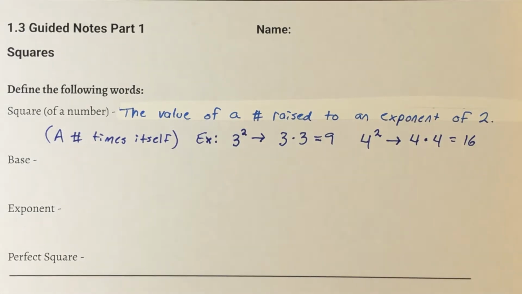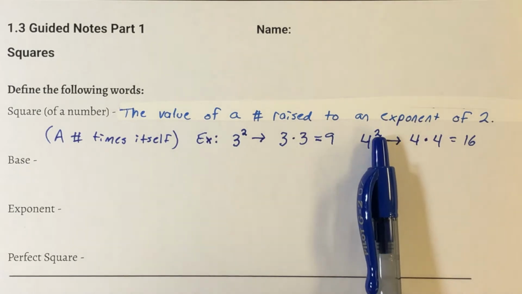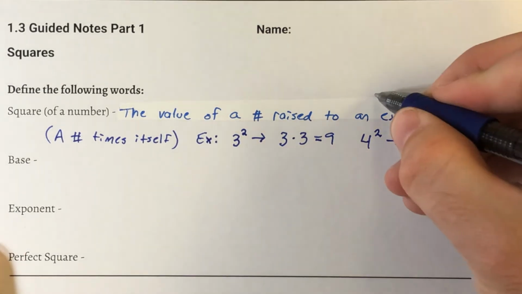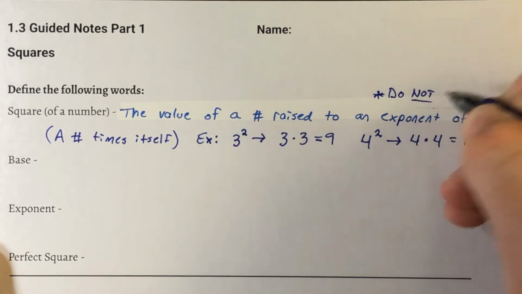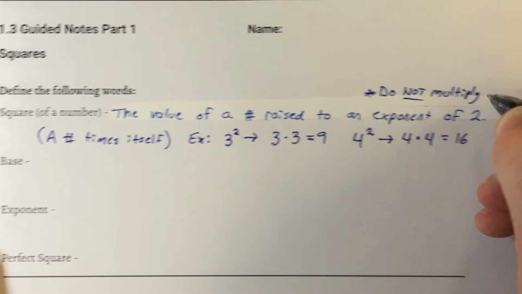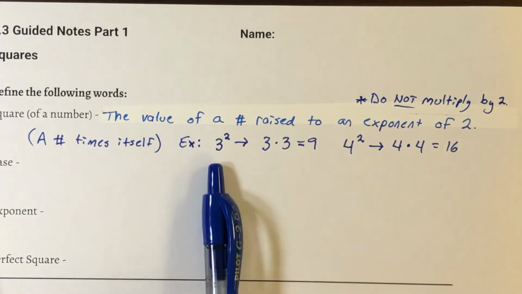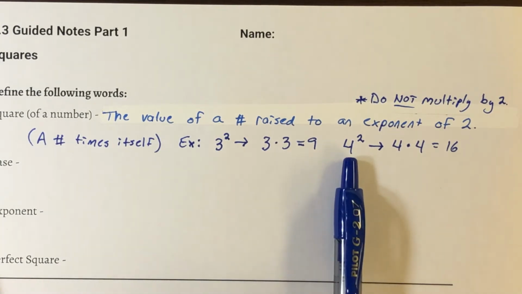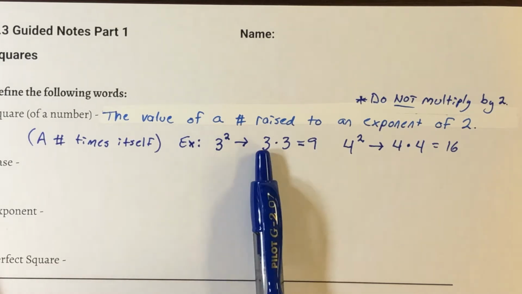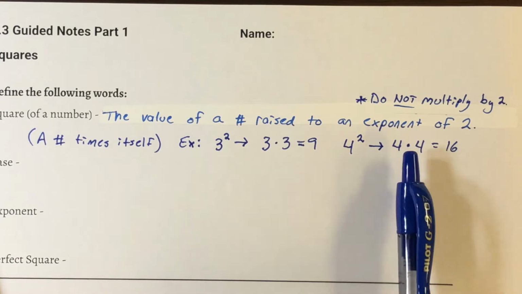The most important thing to note about squaring a number, it does not mean to multiply by 2. Again, do not multiply by 2. You simply take the number, or your base, in this case 3, or here 4, and multiply by itself. So here we did 3 times 3. We did not do 3 times 2. Here we did 4 times 4, not 4 times 2.